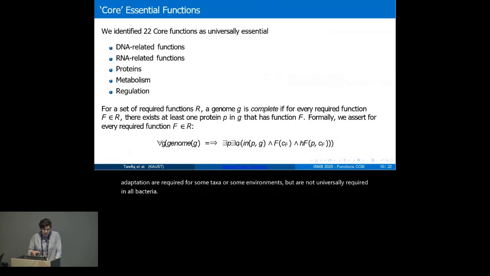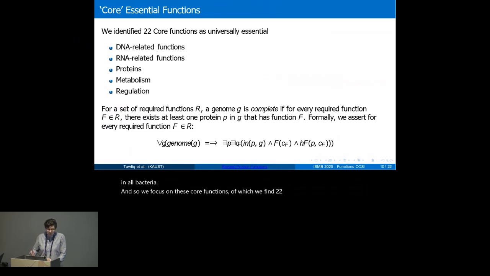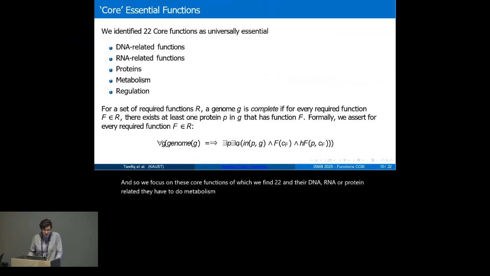And so we focus on these core functions, of which we find 22, and they're DNA, RNA, or protein related. They have to do with metabolism or biological process regulation. So formally, we assert that for a set of required functions, a genome is complete if for every required function, there's at least one protein in the genome that is annotated with that function.